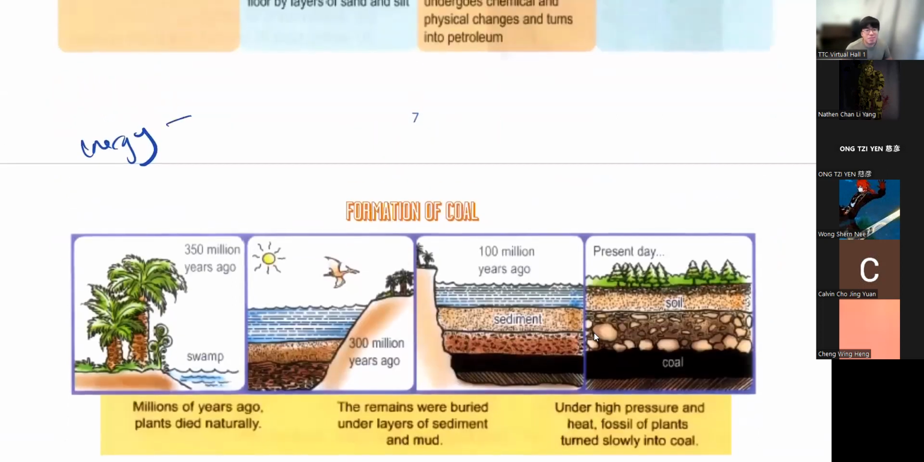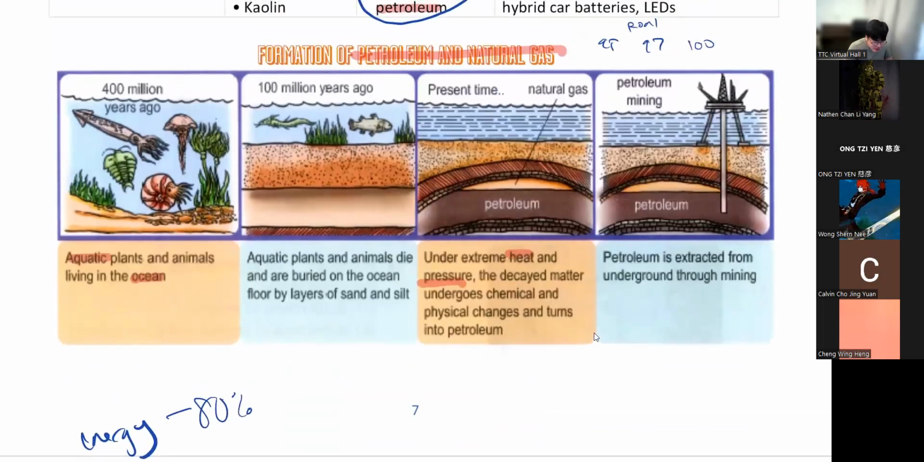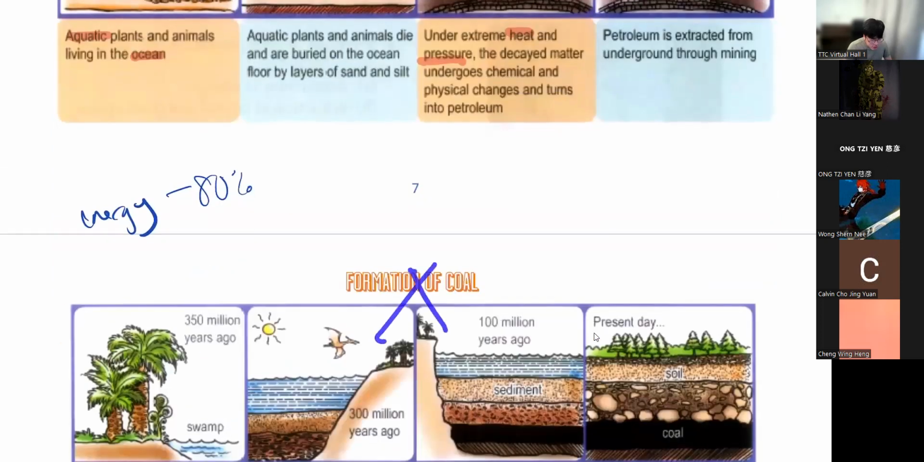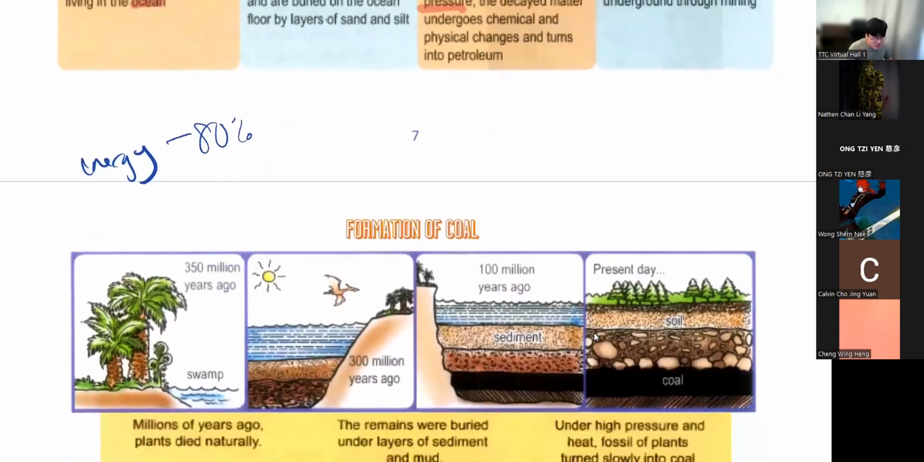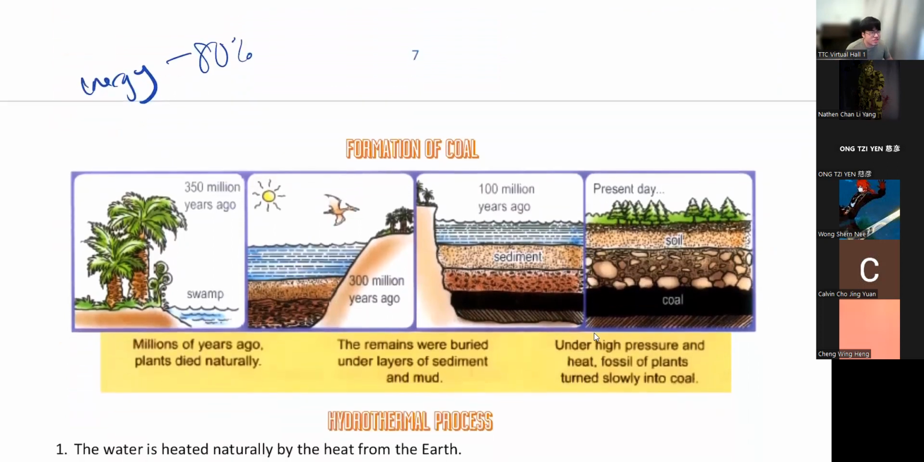Do you know how many percent we depend on fossil fuel? We are 80% dependent on it. That's a lot. If there's no more fossil fuel today, we lose 80% of our energy. So basically, the world will stop running. You will run out of electricity. Your transport cannot run. That's a lot of energy, right?